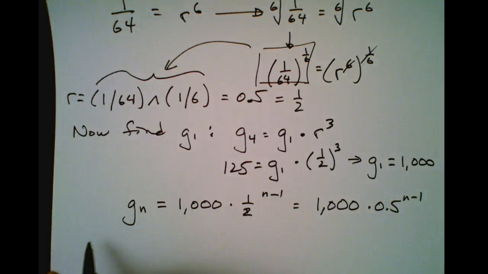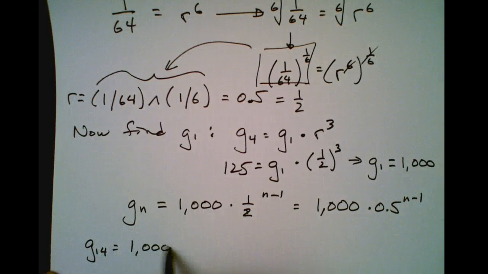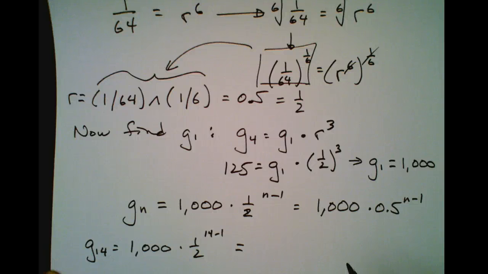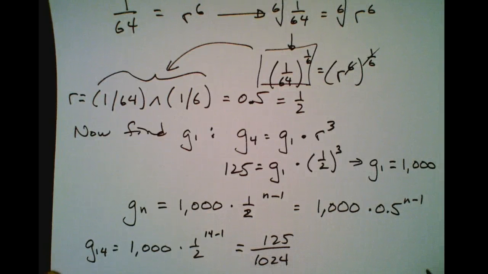Alright, and we also had to find the 14th term. So g sub 14 is going to be 1,000 times 1/2 raised to the 14 minus 1. Plug all that into your calculator. If you're looking at a fraction, it's going to be 125 over 1024. Not sure what that is as a decimal, but if you do a math enter on your calculator, you can figure out what that is.